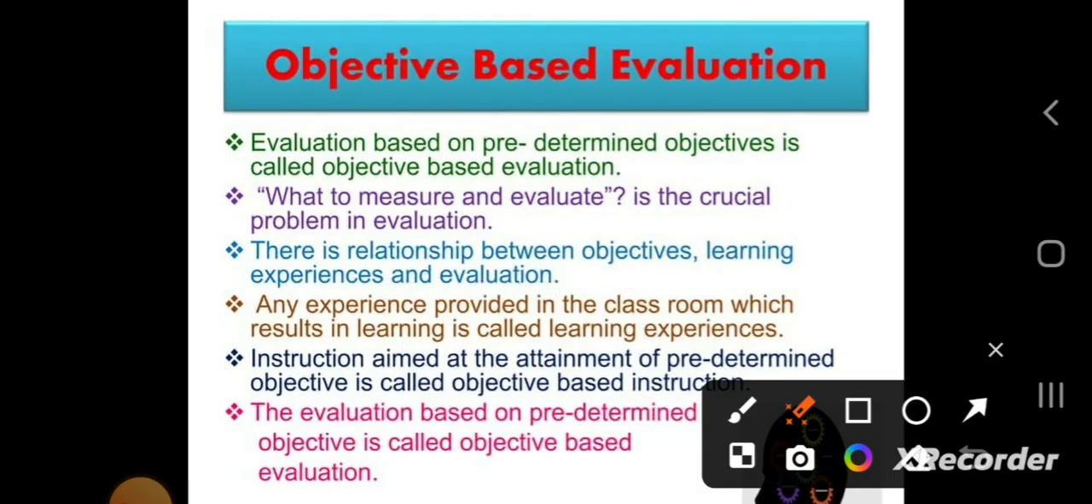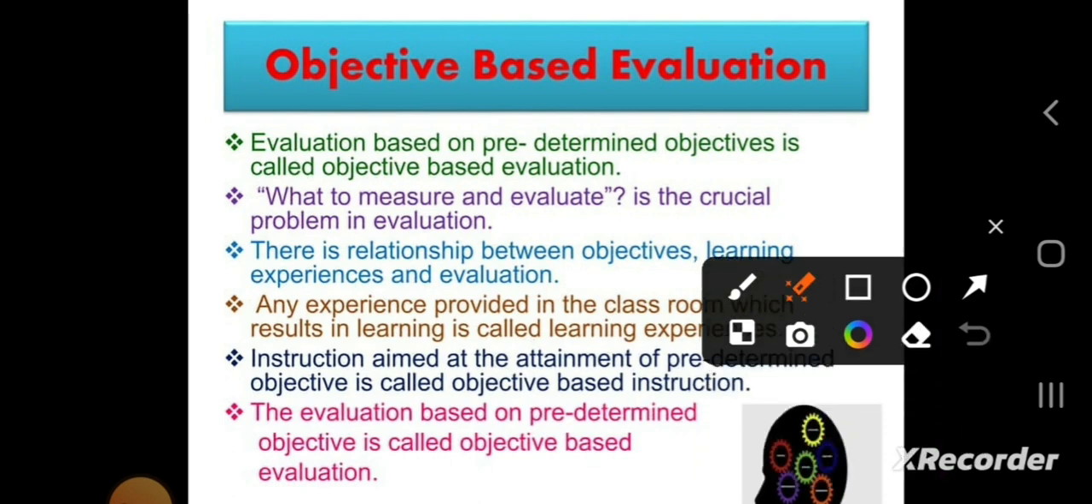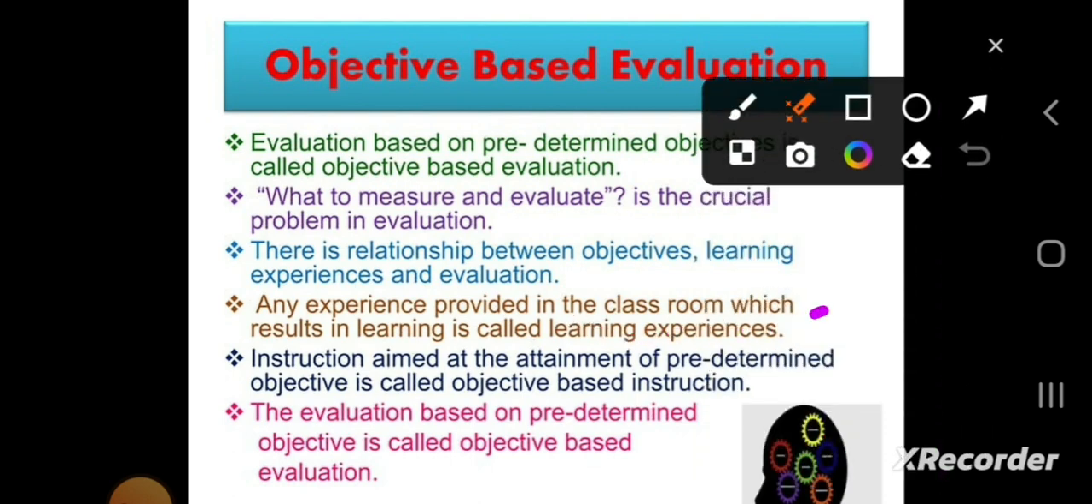There is a relationship between objectives, learning experience, and evaluation. Learning experience. The experiences provided in the classroom that facilitate learning are referred to as learning experiences. These should align with the predetermined objectives to ensure that students are effectively guided towards achieving them. Any experiences provided in the classroom which result in learning is called learning experience.